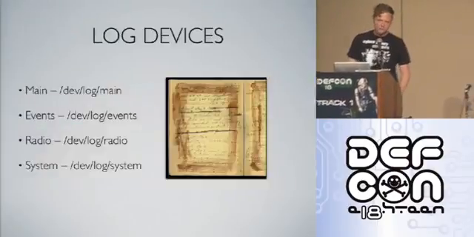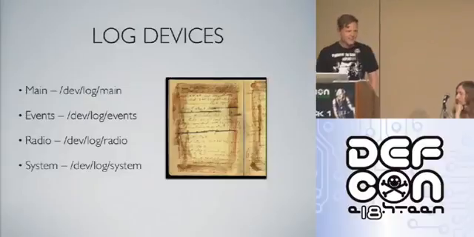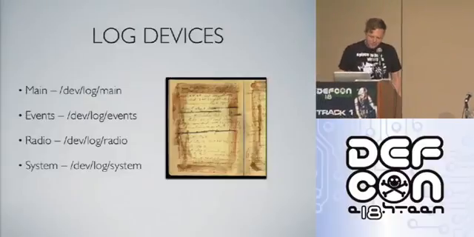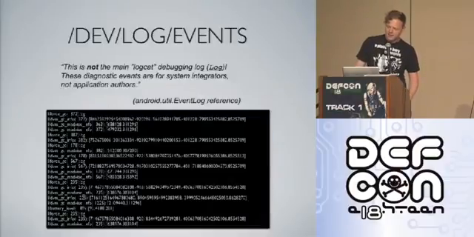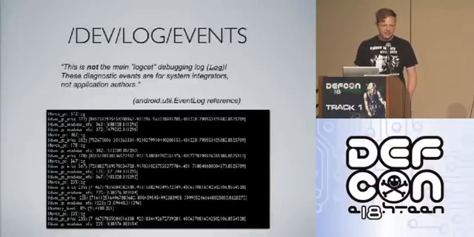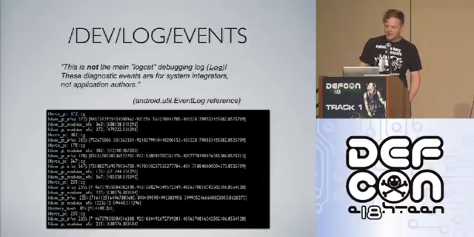There are actually four different log devices that are available on a typical handset. In fact, up until 2.2, there were three, and now we've seen the appearance of a fourth in 2.2. So devlog events is not the main application debug log. This is actually supposed to be for diagnostic events that are typically used by integrators or people working on the core system.